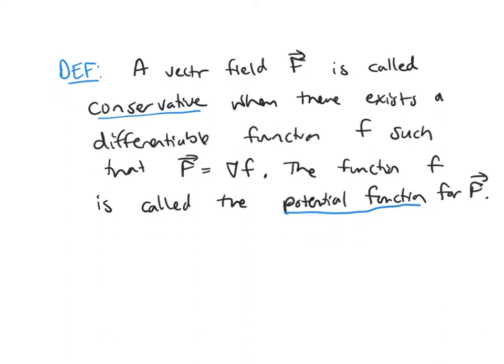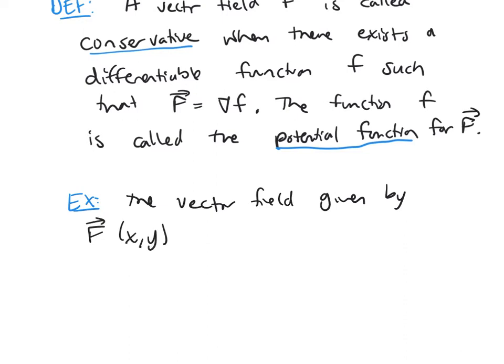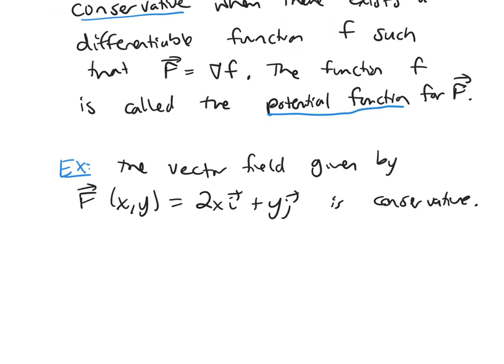So let's look at an example. The vector field given by F of xy equals 2xi plus yj is conservative. And let's see why it's conservative. I need to give a potential function.